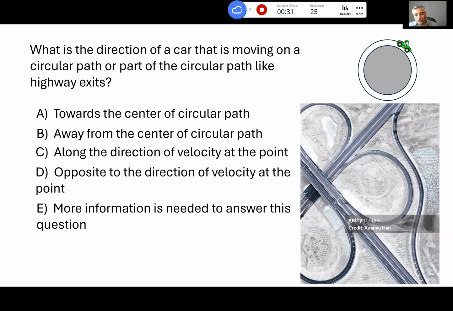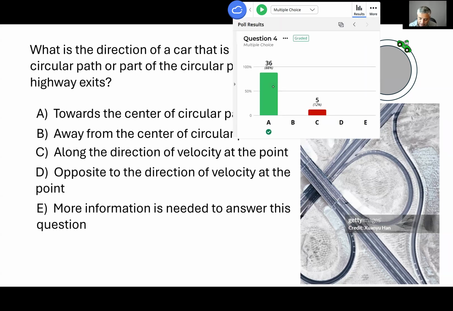And you have 30 more seconds. And 5 more seconds. 5, 4, 3, 2, 1, and it stops. Okay, are you ready? Ready, ready, ready? So mostly A, and that is the correct answer.